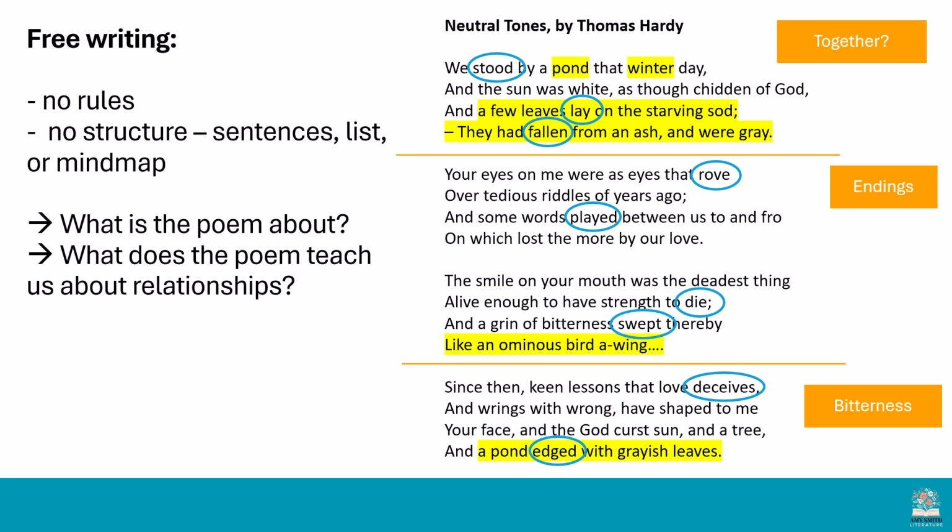So firstly, what is the poem about? And then secondly, what does the poem teach us about relationships?